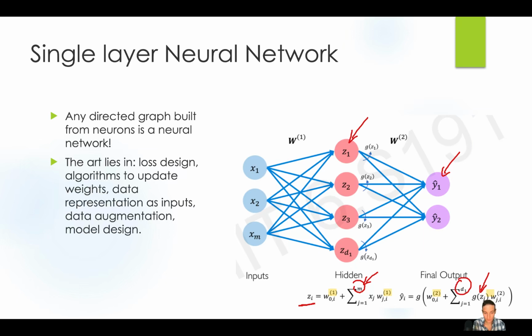Okay. Now, when we design an architecture, as we call it, it's sort of an art. We need to design our loss. We need to design the algorithms we use to optimize the loss. How do we represent our data? Do we augment the data? How many layers do we use? How many nodes are there in each layer? All these hyperparameters, they influence the performance of our network very strongly.